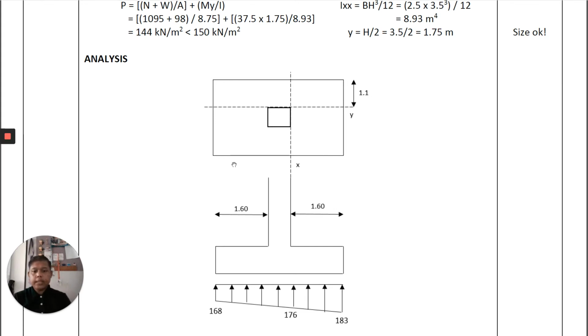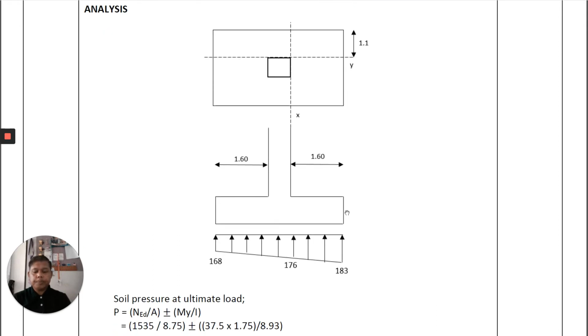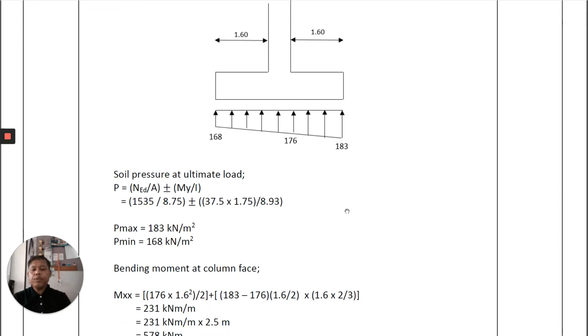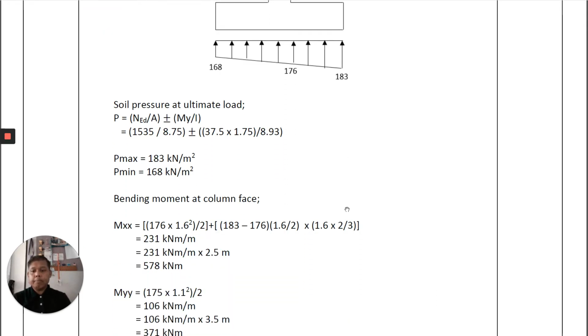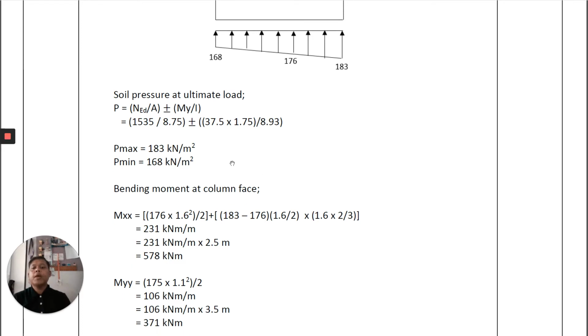Okay, the H is equal to 3.5 meter, and then here is 2.5 meter. Then the column size is 300 millimeter. That's why here is 1.1 meter and here is 1.6 meter, which is the LC. Okay, then you have to calculate the maximum and minimum of the soil pressure. So in order for you to calculate the soil pressure at ultimate load, P is equal to NED over A plus minus MY over I.